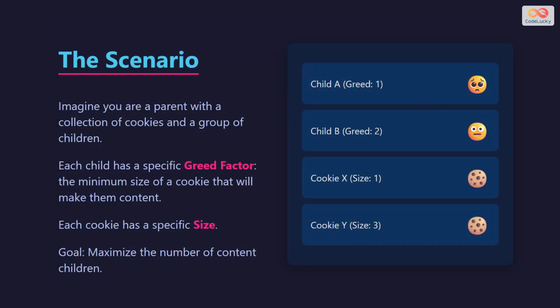Let's understand the problem setup. Imagine you are a parent with a bag of cookies and a group of children. Every child has a specific greed factor, which represents the minimum size of a cookie that will satisfy them. You also have a list of cookies, each with a specific size. Your goal is simple: maximize the number of content children.